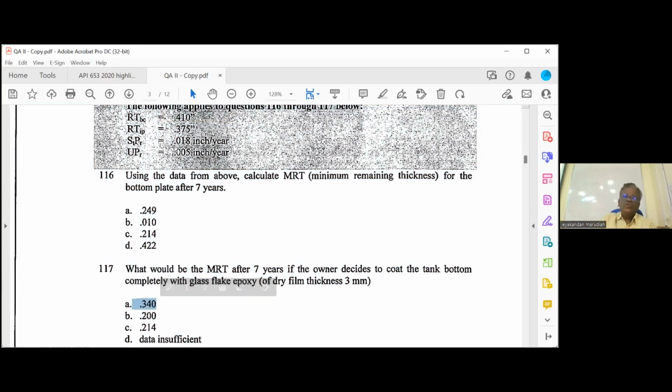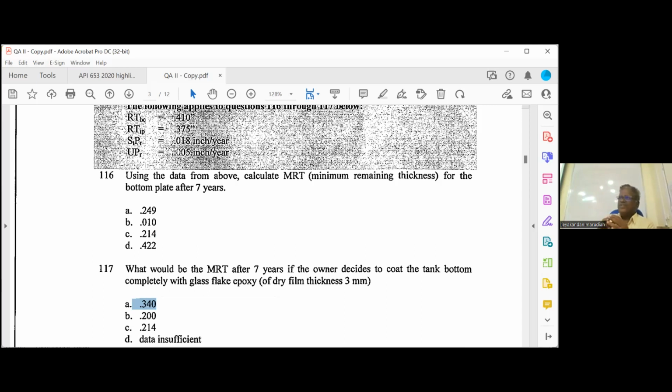Second option is if you go for cathodic protection, then the thickness will further increase, the MRT. So either you can go for a coating to make the top side corrosion 0, or you can go for cathodic protection to make the bottom side corrosion 0. Suppose both are not possible, then what is the third option?